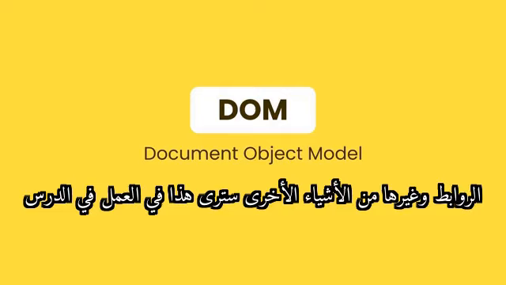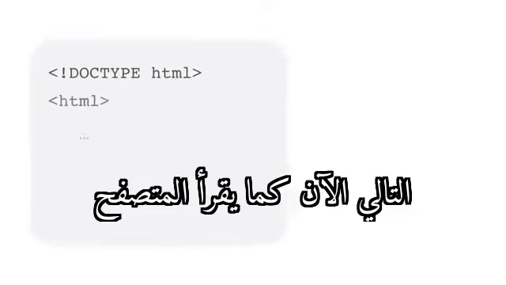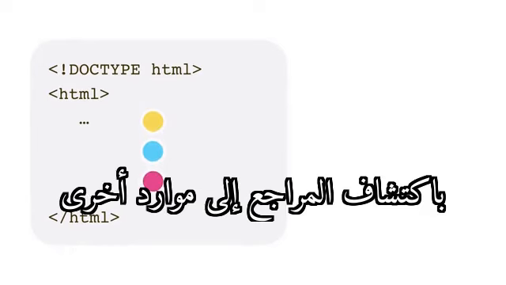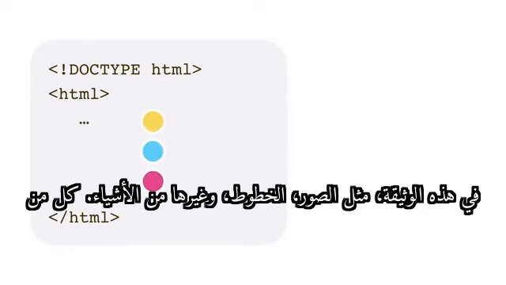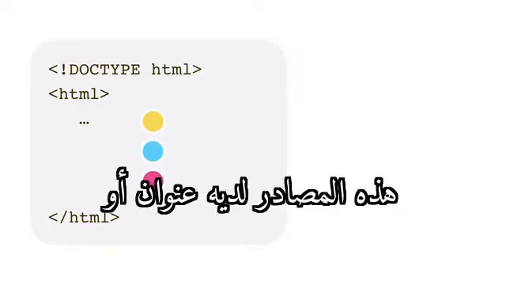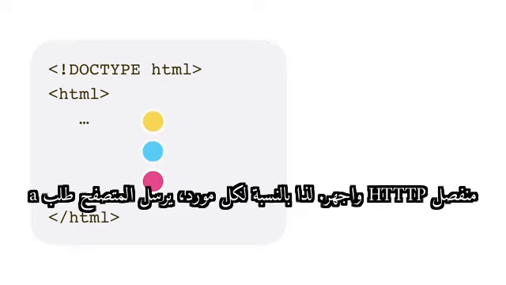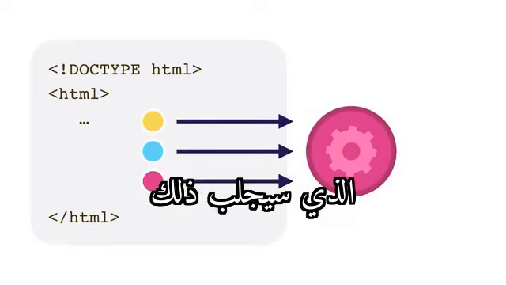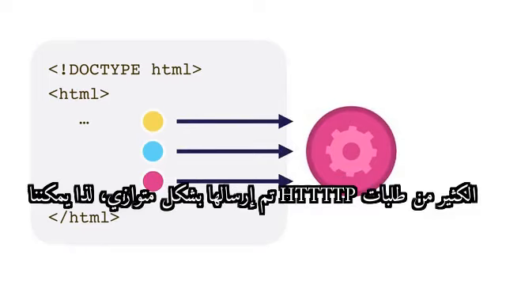Now, as the browser is reading this HTML document that is returned from the server, it discovers references to other resources in this document, like images, fonts, and other stuff. Each of these resources has an address or a URL. So for each resource, the browser sends a separate HTTP request to the server to fetch that resource. Many of these HTTP requests are sent in parallel, so we can see the page as quickly as possible.